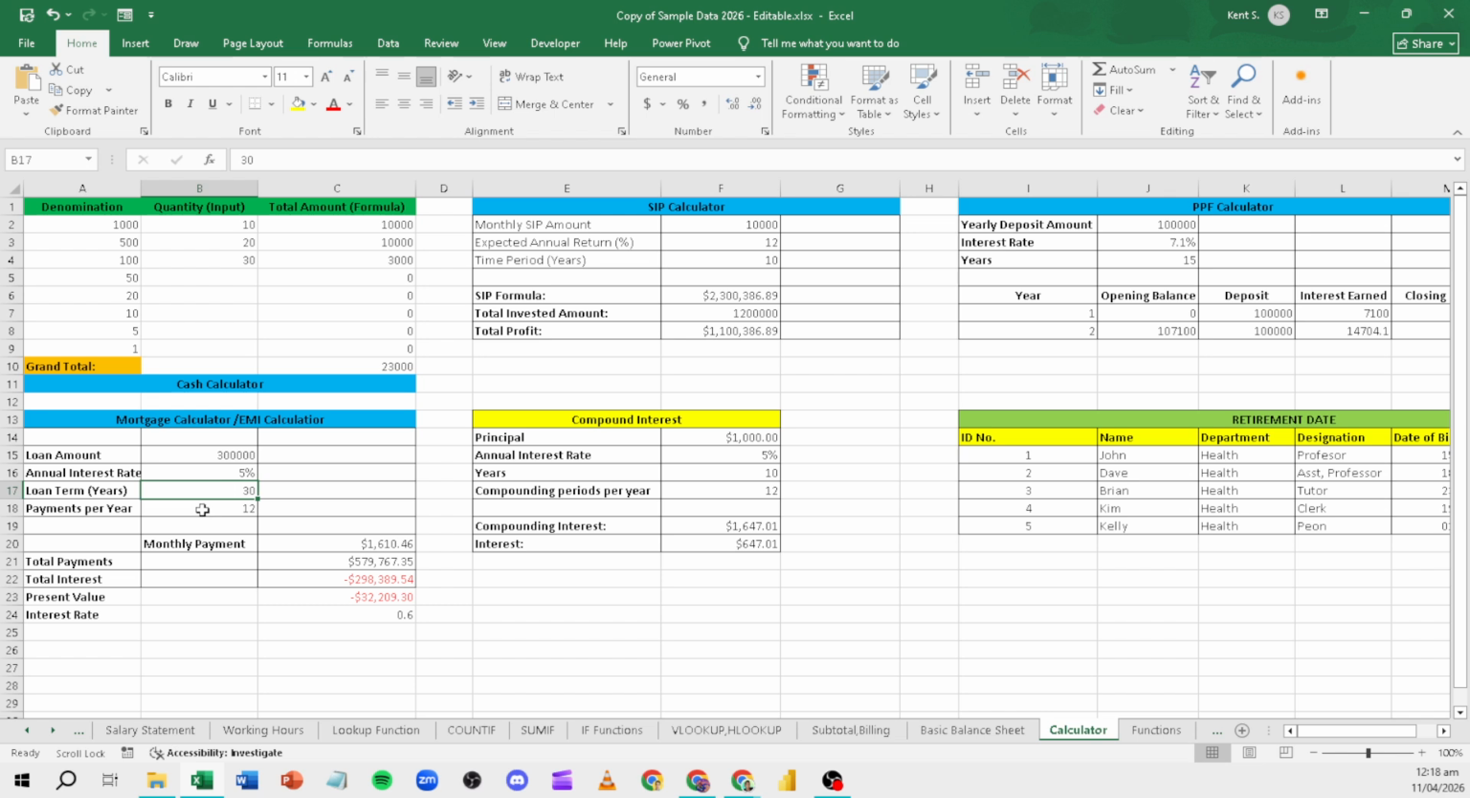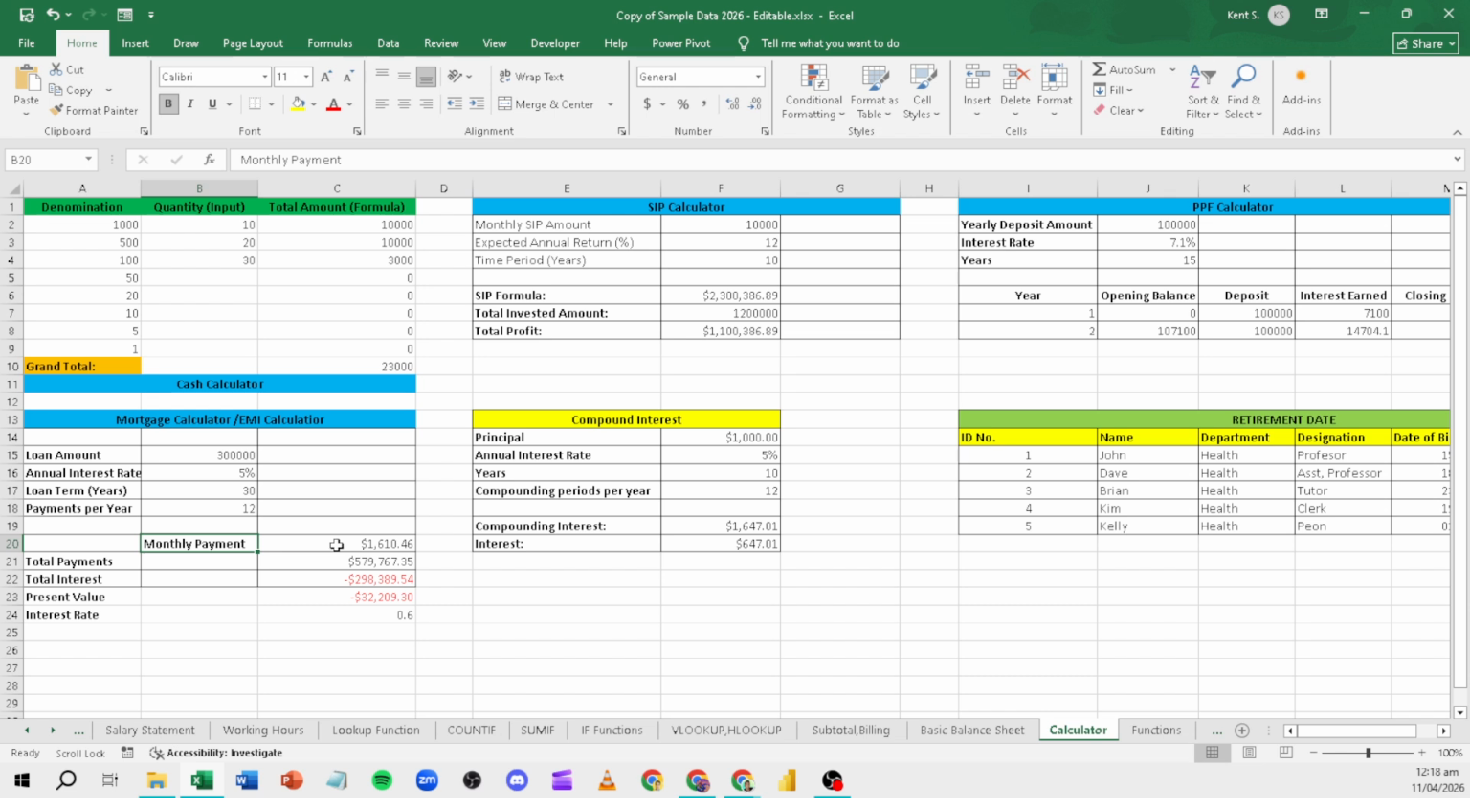For loan term (years), type the number of years you'll repay the loan. For payments per year, use 12 for monthly payments. If your schedule is different, like biweekly or weekly, you can use 26 or 52, and the calculator will still work. Next, create a spot labeled monthly payment.